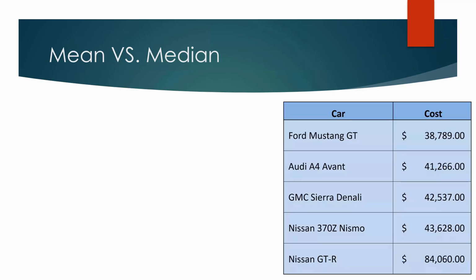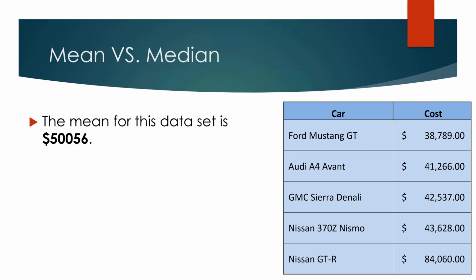So let's say that I have this new list of 5 cars with their prices listed here in this table. Now, if you calculate the mean for all 5 of these cars, you get an average of 50,056. That looks to be like what the average cost of these 5 cars are. If you take the median, which is again the GMC Sierra Denali, you get 42,537. Now, that is very different from the mean. And the reason for that is because this Nissan down here is way higher than the rest of these prices. The rest of these prices are all kind of hovering around the 41, 42,000 range here, right? A little bit above, a little bit below that.